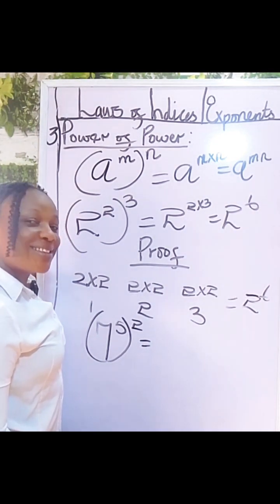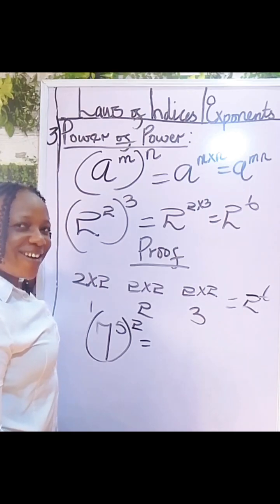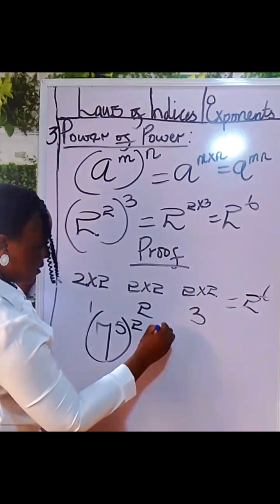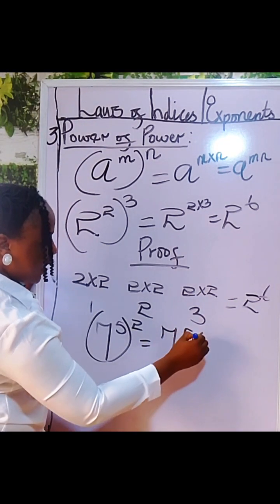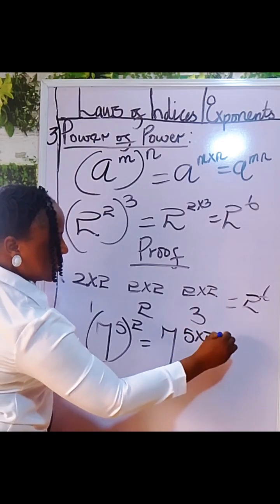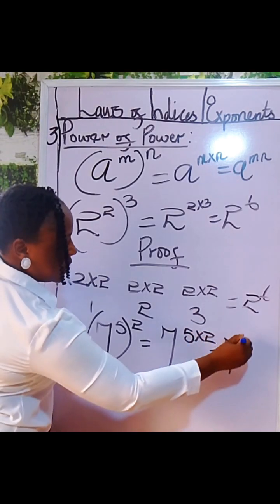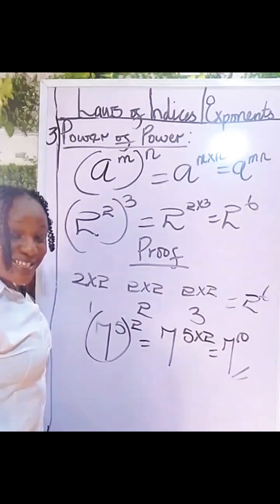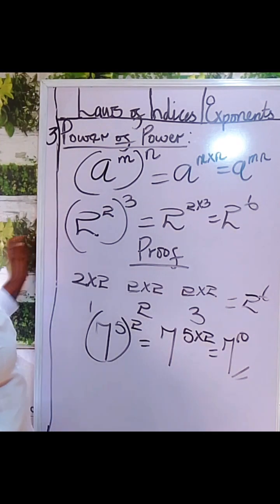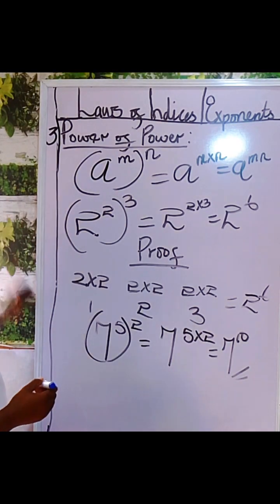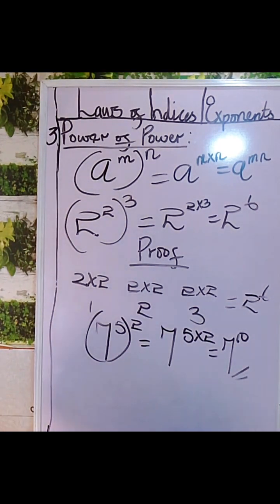Press pause. Try it. Okay? We'll now do it. 5 times 2. That is 7 raised to power 5 times 2, which is 10. And that is your answer. Thank you. So this is the third law of indices.